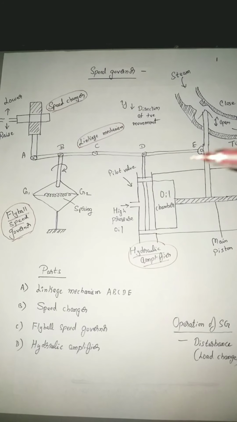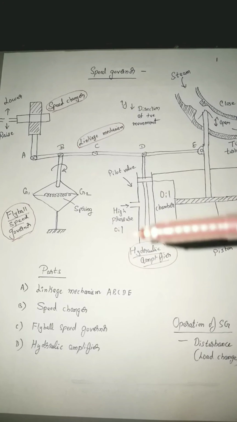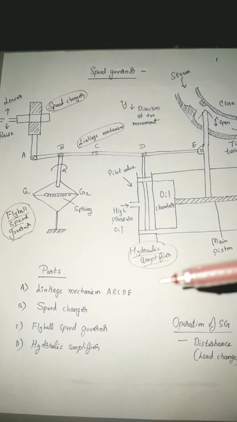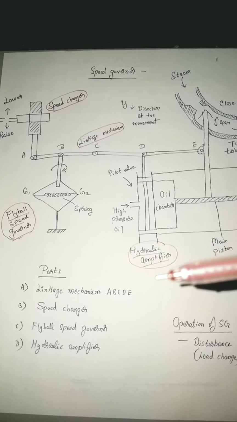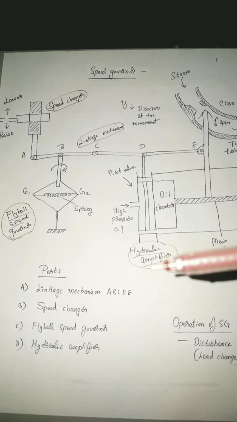Next we'll go for hydraulic amplifier. When it comes to hydraulic amplifier, it is trying to amplify the pressure that is involved. Basically, we have two types of amplifiers. One is hydraulic, the other one is pneumatic. In pneumatic amplifiers, we use air as the medium. Here you use oil. Oil is the one which will be compressed at high pressure, and that will amplify the movement of the piston.